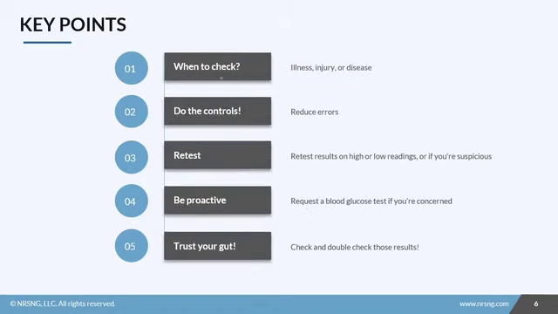When should you check your patient's blood sugars? Well, think about their illness, injury, disease. So infection, diabetes, trauma. These are things that would potentially cause your blood sugars to get out of whack. Also, do your controls on your blood sugar machines. Find out what your policy is, but you also want to reduce the likelihood of an error by making sure that those controls are done. If you are suspicious of an excessively high or an excessively low reading and they don't match your patient, retest the blood sugar. That's going to help you to be proactive.